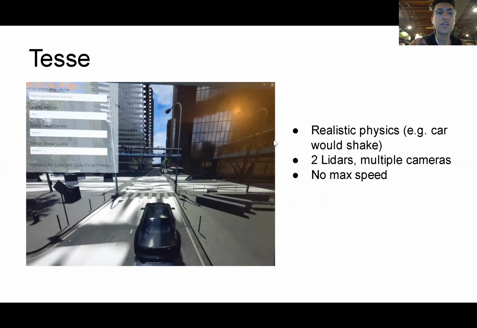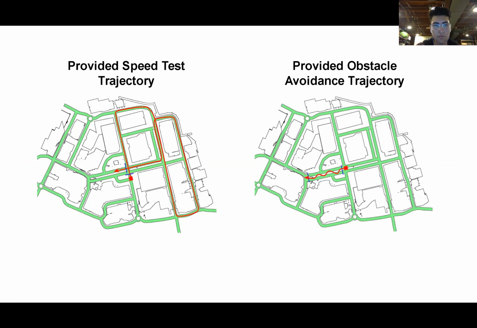For this final challenge, we were given a realistic car simulator called Test, built in Unity, with realistic physics. For example, the car would shake at high speeds. We were also given 2 LiDARs, multiple cameras, and no max speed for the car for the various challenges. Speaking of the challenges, we had 2.